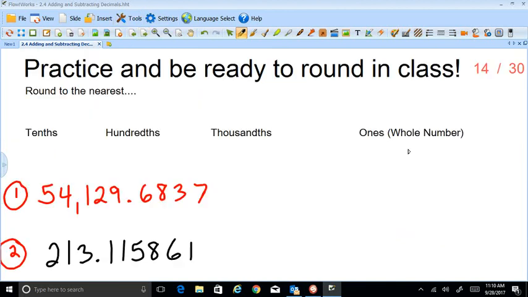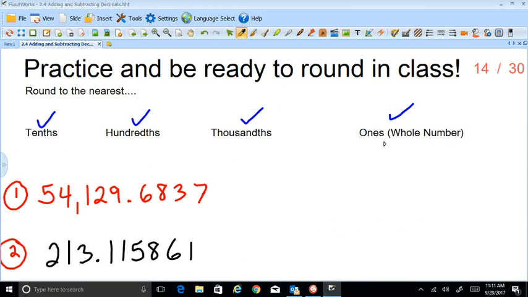Go ahead now. I want you to take these 2 examples, numbers 1 and 2. I want you to practice and bring them with you on a sheet of notebook paper to class tomorrow. But I want you to round each of these. You got to do one at a time. Round them to the tenths, and then round it to the hundredths, and then rewrite the original problem, round it to the thousandths, and then round it to the nearest whole number, also known as the ones place.